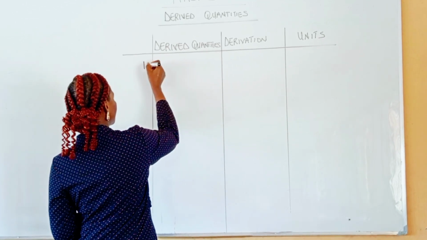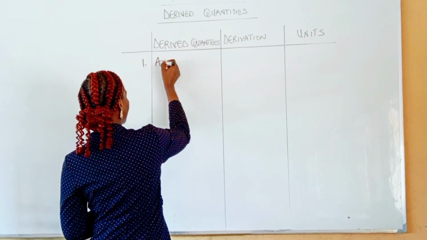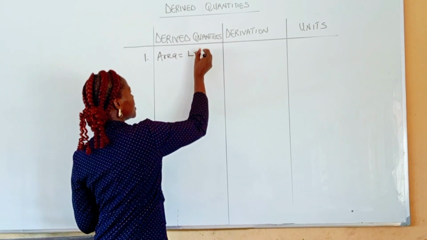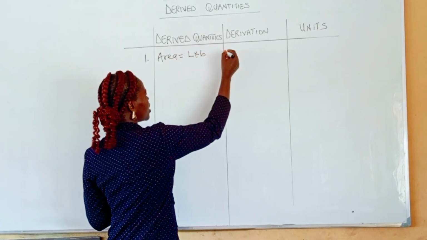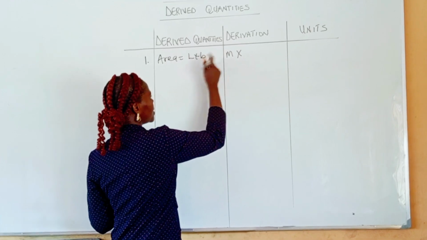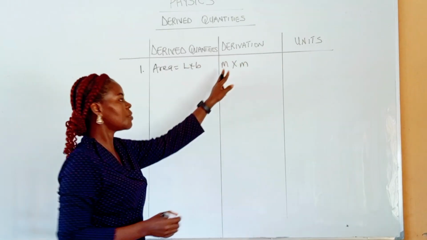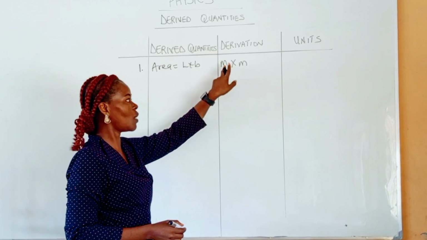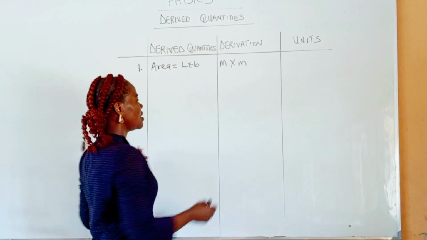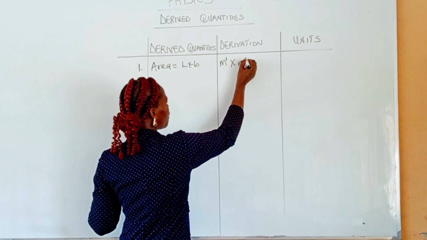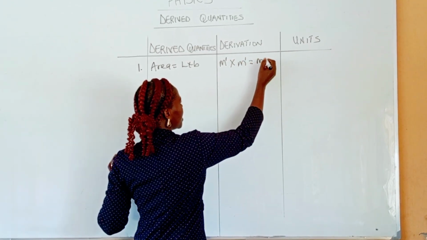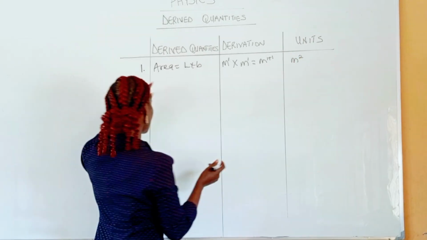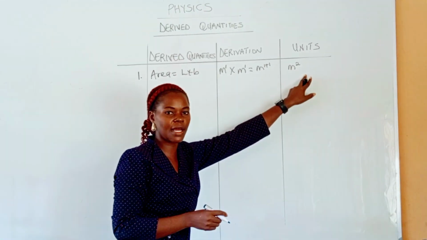The first one we are going to look at is the area. The area is equal to length times breadth. The length is measured in meters and the breadth is measured in meters. Now from the law of indices, if the bases are the same in a multiplication, we take one of the bases and add the powers. Now these meters have an invisible power of 1, so we're going to have meter to the power 1 plus 1, which will give me meter squared. So the unit of area is meter squared.